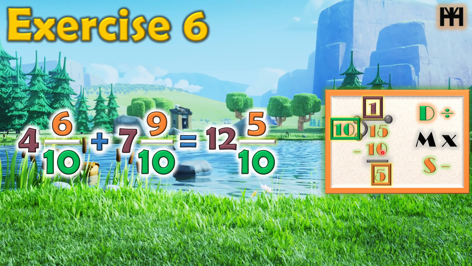Are we done here? Not yet. This is not in the simplest form. We'll divide 5 up and down, so we'll get 12 and 1 over 2.